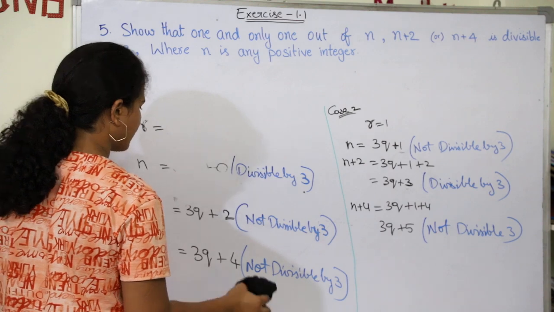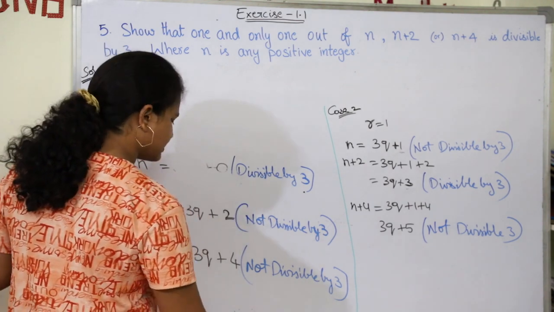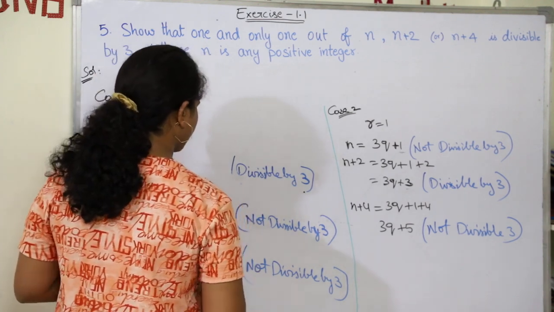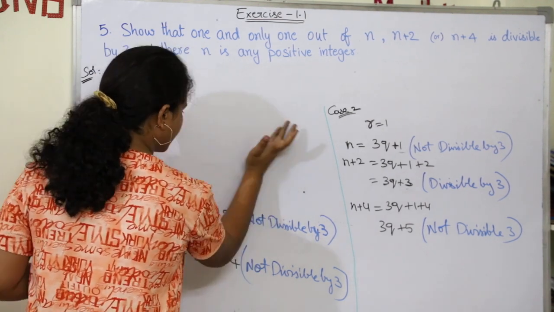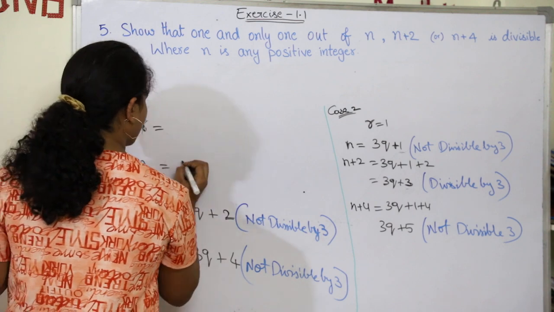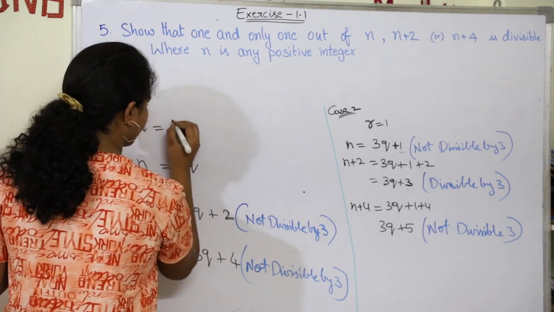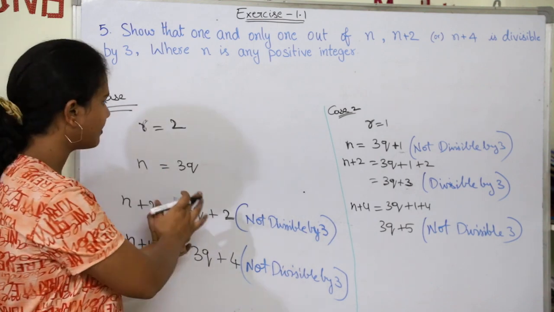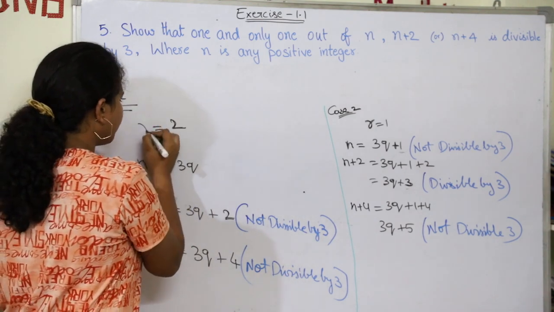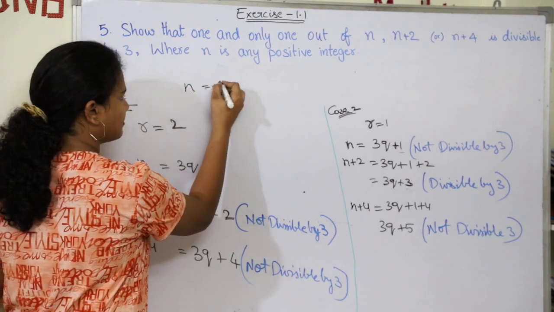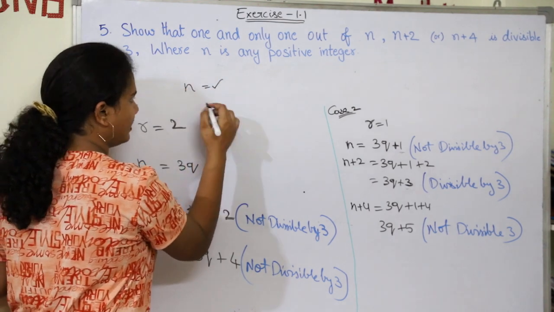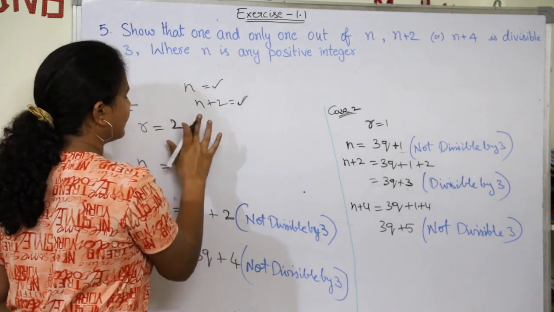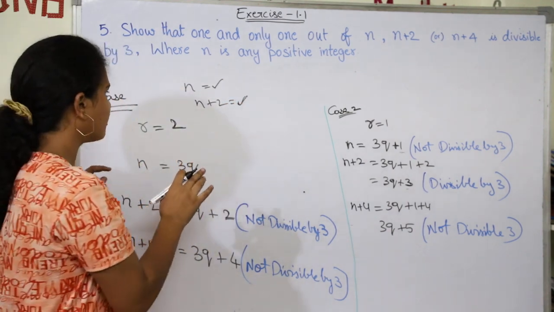In the third case, the remainder is 2. We are done with the other remainders: if the remainder is 0, n is divisible by 3; if the remainder is 1, n + 2 is divisible by 3. Now if the remainder is 2, what happens? Let's take a look.